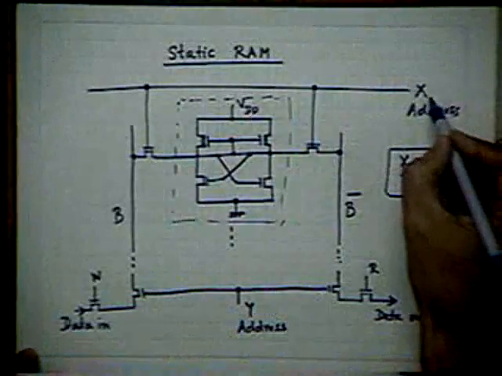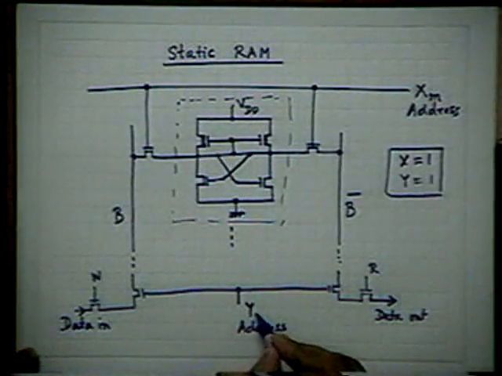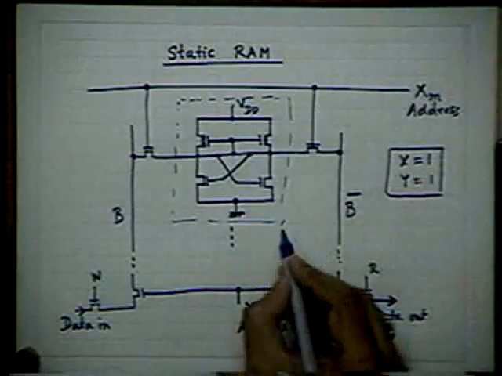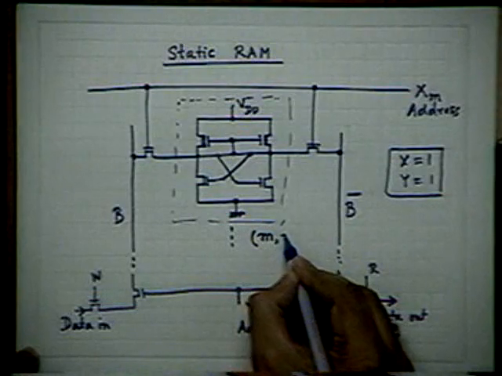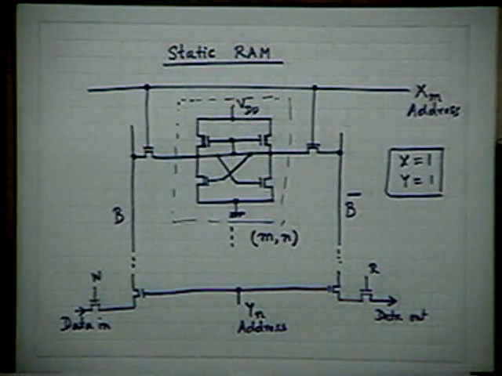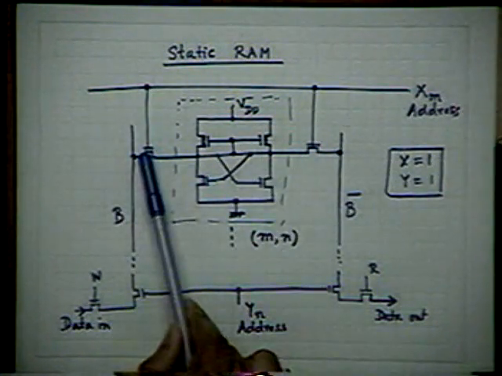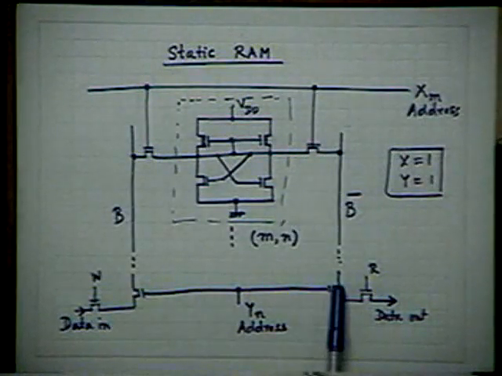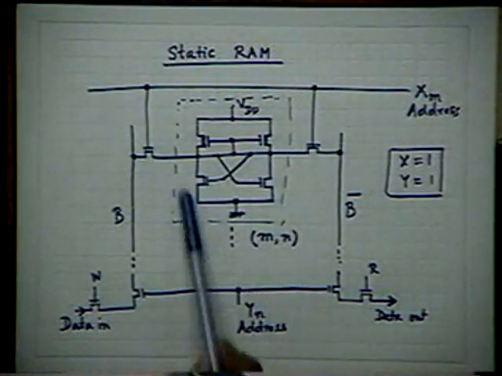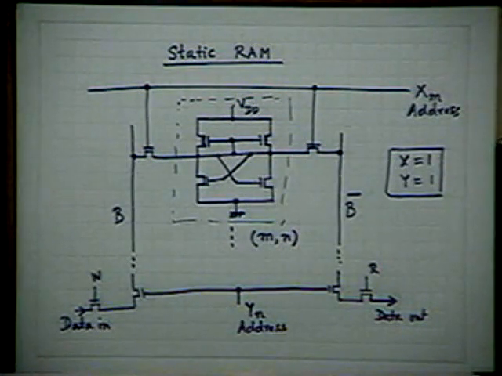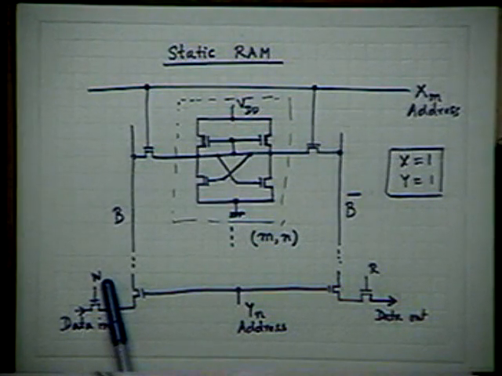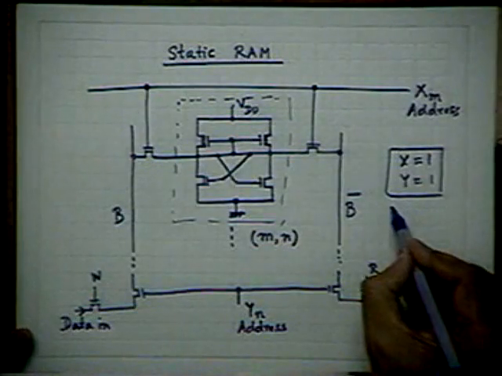I can write it as Xm and Yn. So there are X1, X2, X3, etc., and Y1, Y2, Y3, etc. So this element is located at the intersection of the mth row and nth column. As I make X high and Y high, you have access, because these two transistors are on and these two transistors are on. Therefore, you have access to this particular memory element. Now if I want to write to the memory, simply I turn on W1. So this is just for memory access.